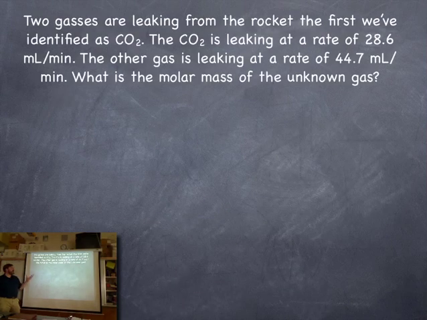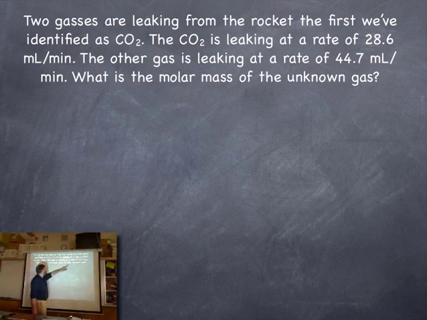So it's totally possible to have an equation like this. Two gases are leaking from the rocket. The first we've identified is carbon dioxide. Carbon dioxide is leaking at a rate of 28.6 milliliters per minute. This is a very typical way to see rates of effusion described: some volume per time, so what volume of gas is leaking out per unit of time. And then there's another gas that's leaking at a rate of 44.7.